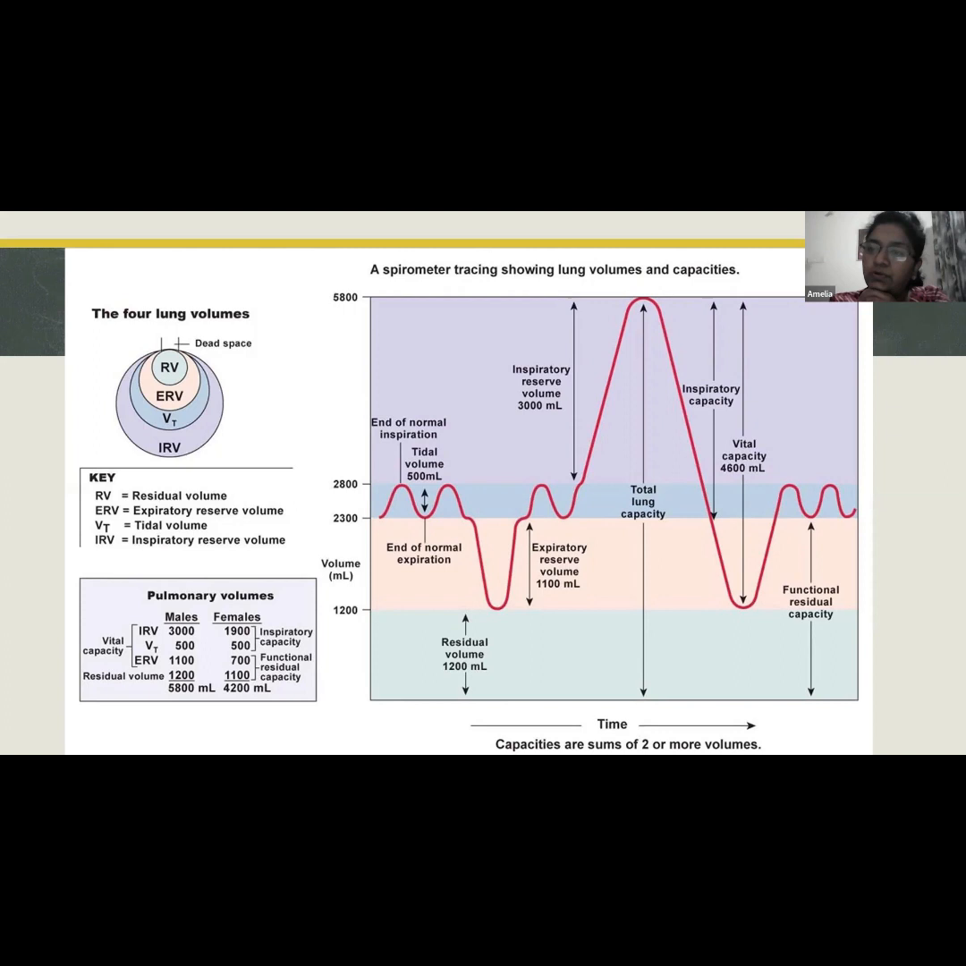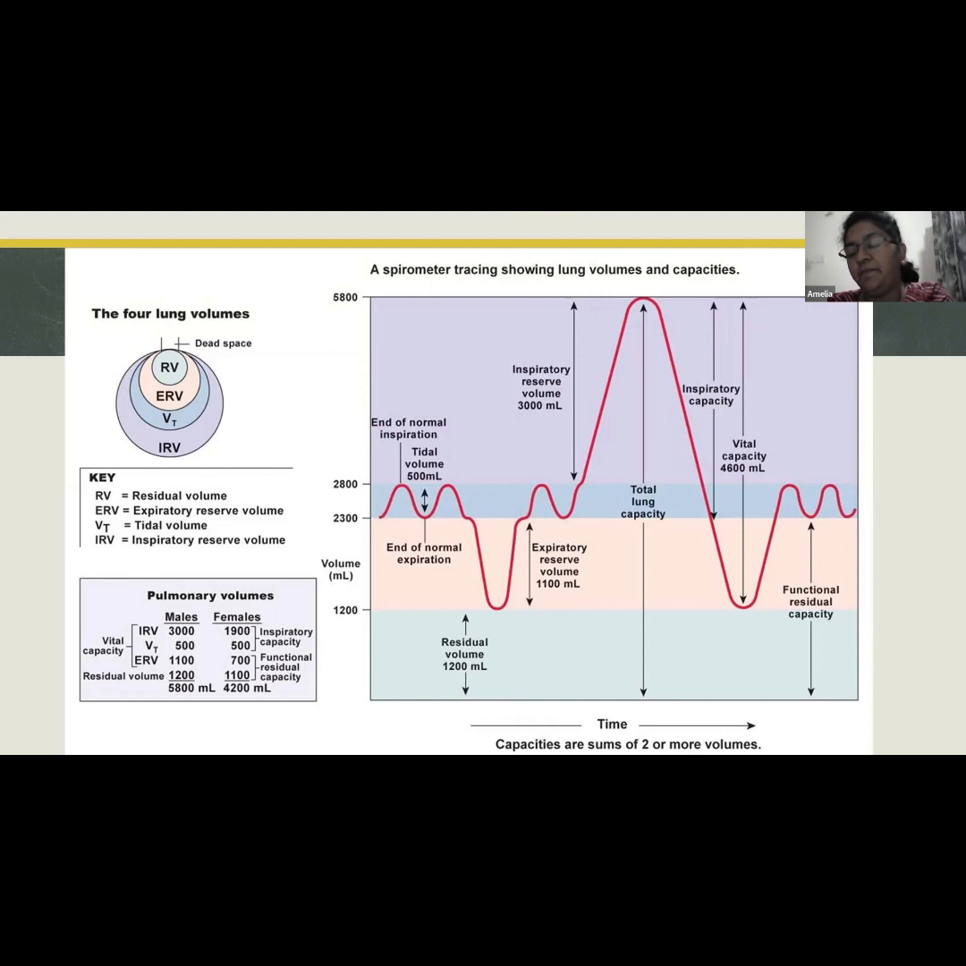What do you mean by dead space? It means there is no air exchange that takes place in this place. It is mainly a conducting zone. So the aim or the purpose of all of this is to make sure that the respiratory part of the tree, where the air exchange takes place, is kept open. Otherwise, that too becomes a dead space and does not take part in gas exchange.